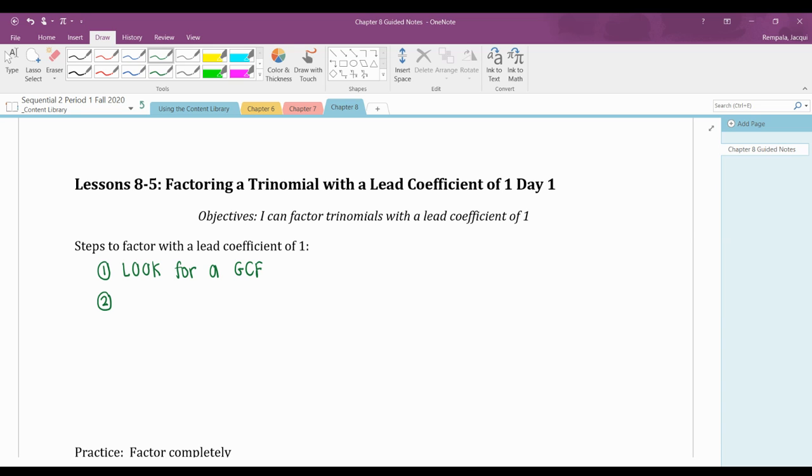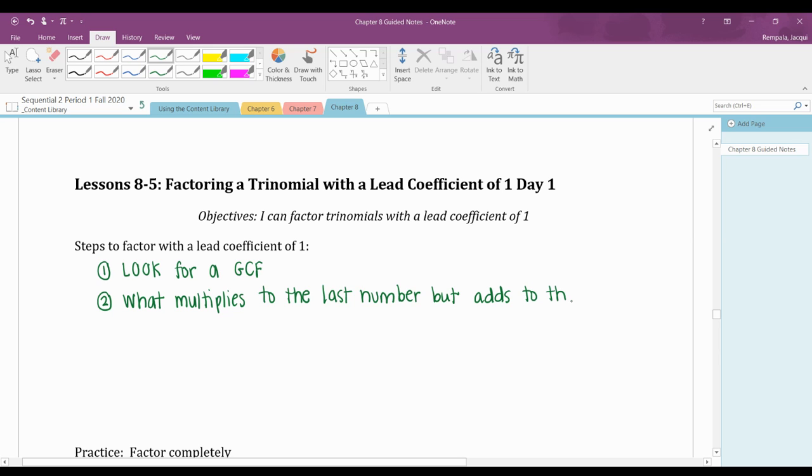But the next thing that we're going to do then is we are going to be asking ourselves what multiplies to the last number but adds to the number in the middle.